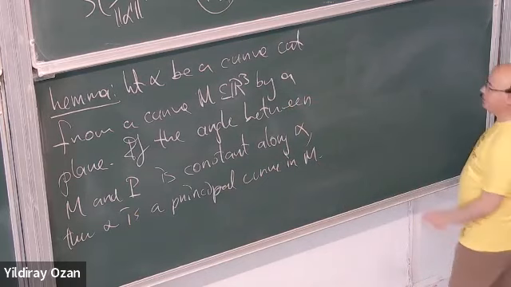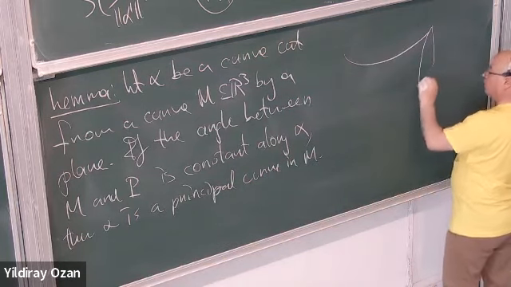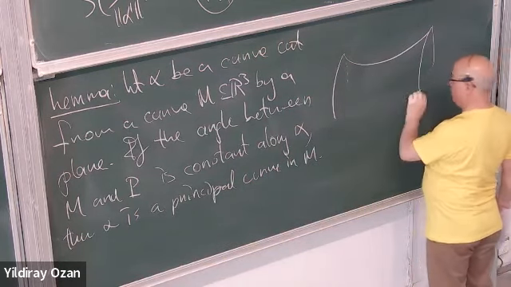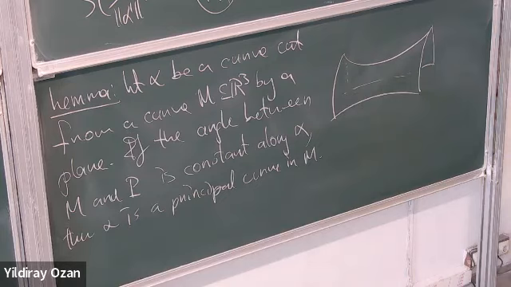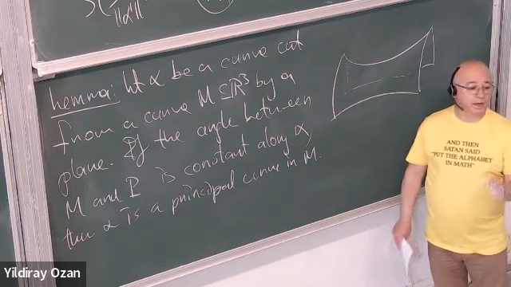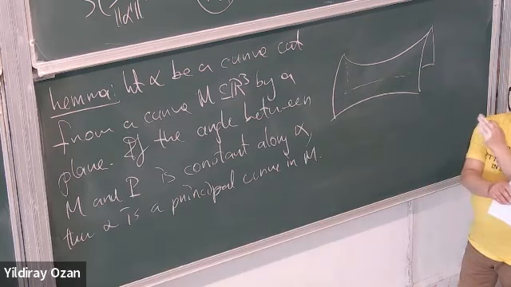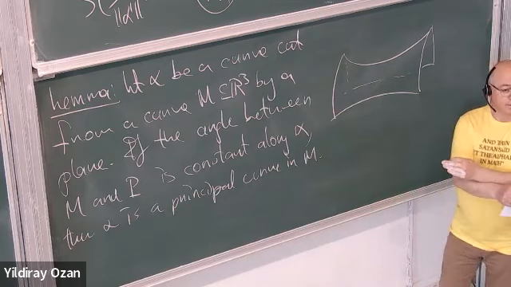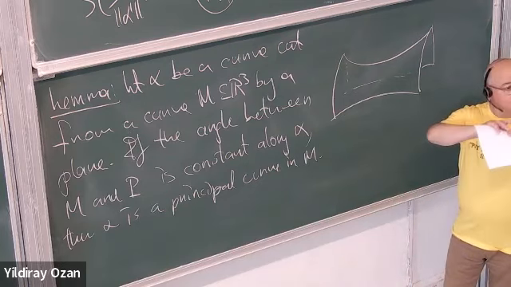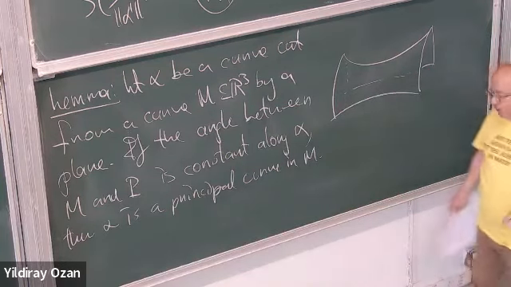So what does this mean? We have, let's say, a surface. We cut this surface by a plane so that at each point, the angle between the plane and the surface is the same. How can you measure the angle between two intersecting surfaces? Well, you have to look at their normal vectors and the angle between the normal vectors, right?